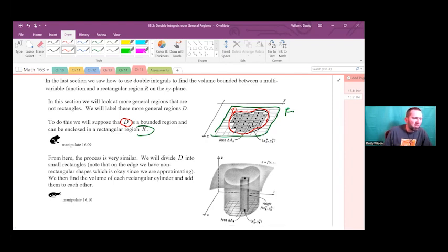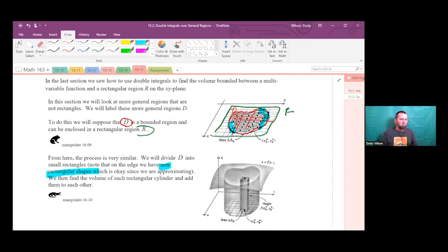We'll divide D into those small rectangles. Here are those small rectangles, right? Okay. So we divide them into the small rectangles. Note that at the edge, we have non-rectangular shapes. Those would be the ones that are right at the edge or boundary, but that's okay. Since we're just approximating, we can sort of see what's going on with our Riemann sums.